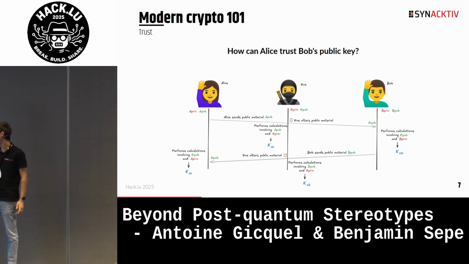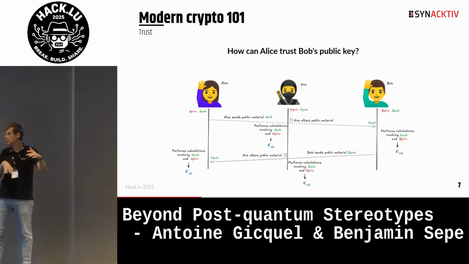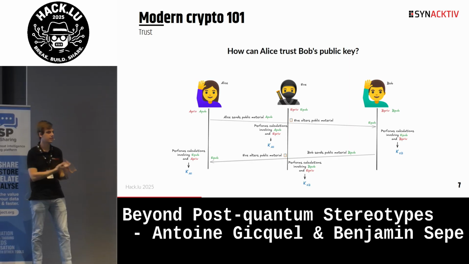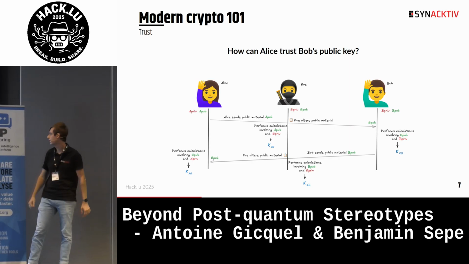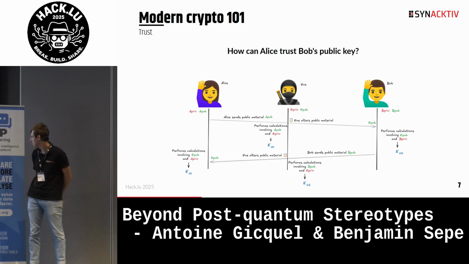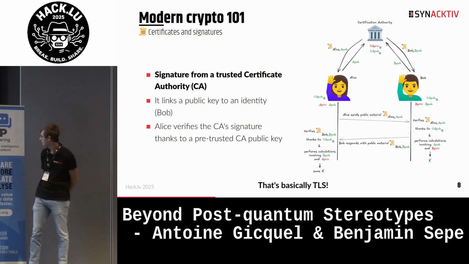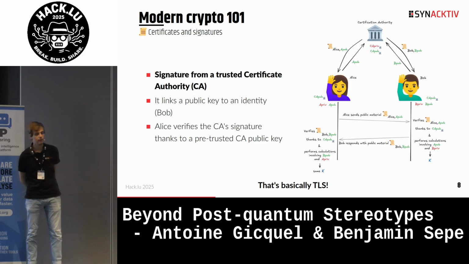Alice sends public material to Bob, but Eve replaces that with her own key material, and the same goes the other way. In that case, Eve can intercept and replay messages between Alice and Bob, but still be able to decrypt everything in the middle. In that case, the shared secrets. So, that is the issue.